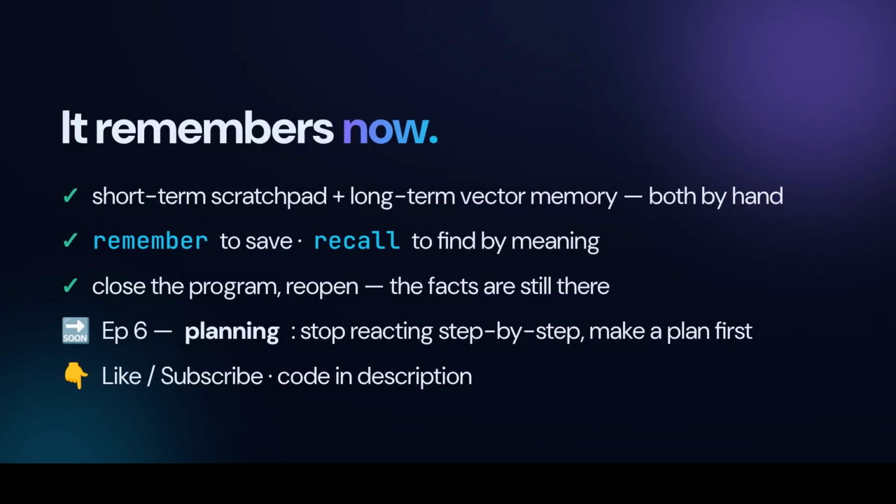So that's memory, by hand. A short-term scratch pad, the conversation itself, and a long-term store on disk you can search by meaning. Remember to save a fact, recall to find it again, and it all survives the program closing. But our agent still works one step at a time, reacting as it goes. It never steps back to make a plan. Episode 6, Planning. We'll have it lay out the whole route before it takes the first step.